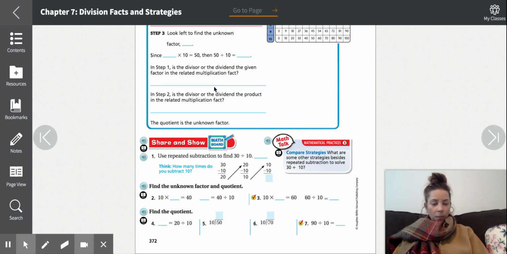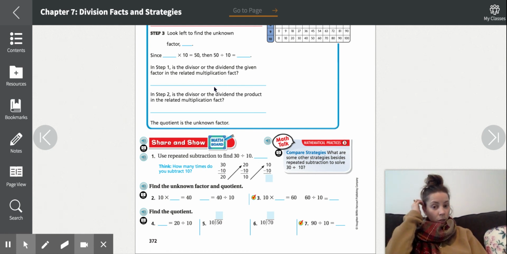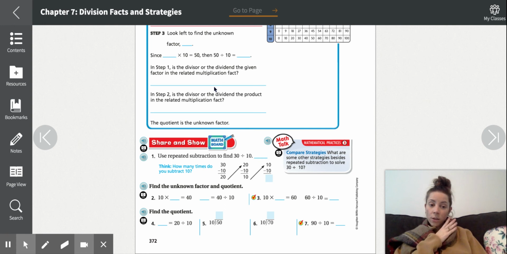Okay, here we go. We're still in lesson 7.2, and I'm going to read the directions for the share and show for you. Number one says use repeated subtraction to find 30 divided by 10. The next set says find the unknown factor and quotient.